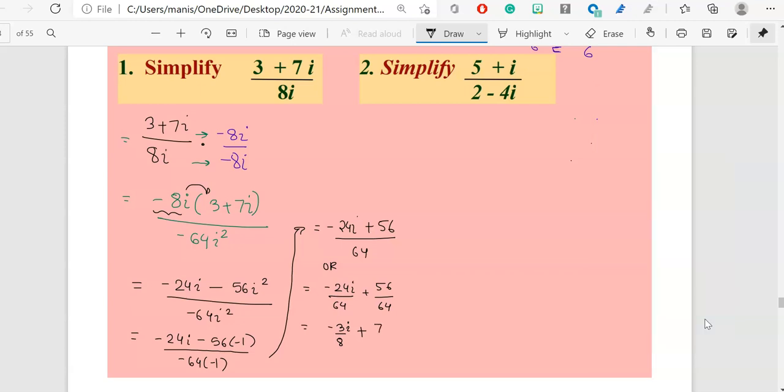Now you remember I said we have to write in the form of a plus bi. So a plus bi means the real number comes first and your imaginary number goes at the back. So this is your final answer for this problem: 7 over 8 minus 3i over 8. This is the answer for question number 1.